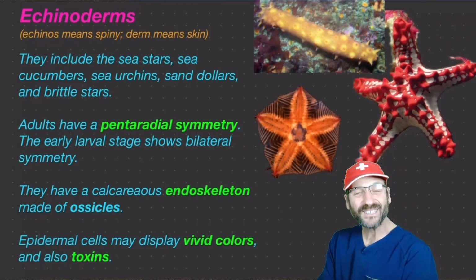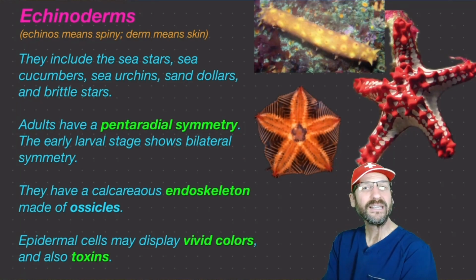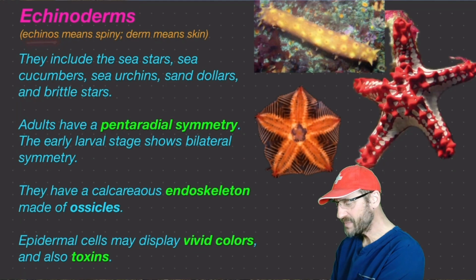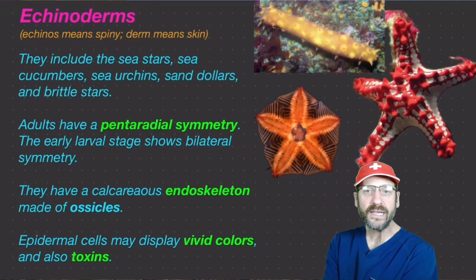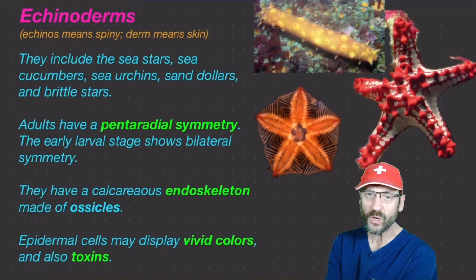Welcome back. Let's talk about some echinoderms, the sea stars. Echinos means spiny, and derm means skin. The echinoderms include the sea stars, the sea cucumbers, sea urchins, sand dollars, and brittle stars.